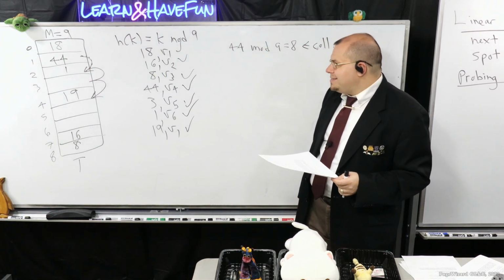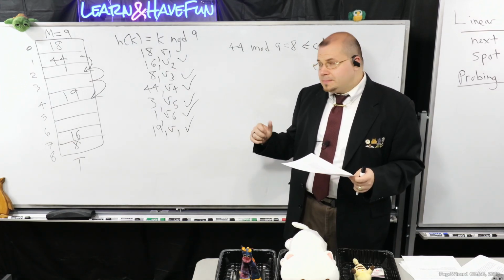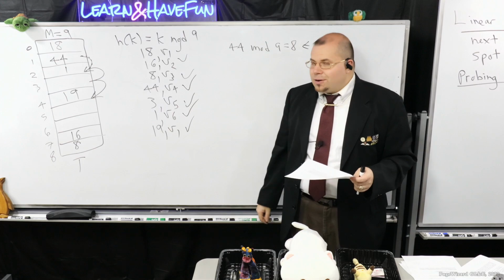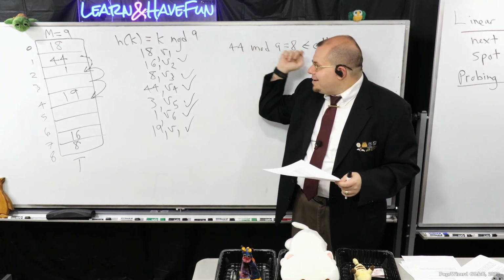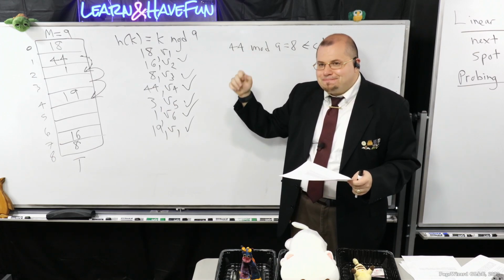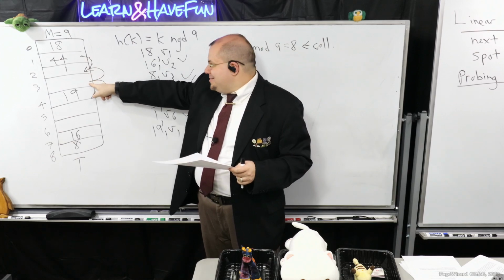Does that make sense? Well, let's think about it from the perspective of the bunny again. Okay, 44. Okay, I check 19 mod 9. That is 1, right? So it puts me right here. The bunny hops. The bunny hops. There's a hole here.